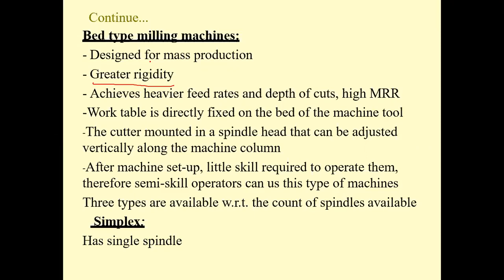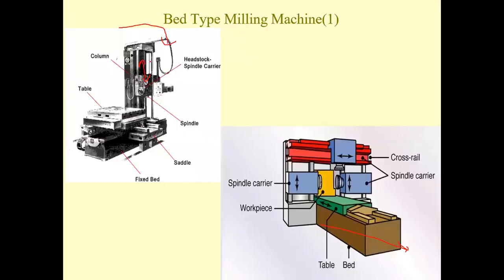Again, in this type of machine we classify depending upon the number of spindles. These machines are classified into three different categories: simplex, duplex, and triplex. Simplex means it has only one spindle. This is a typical milling machine. In it, this is the saddle. The saddle moves forward and backwards, giving that motion to the table, as well as raising it up and down.